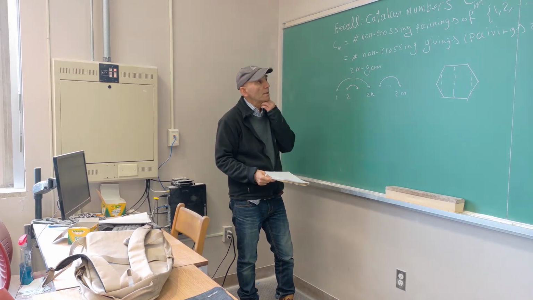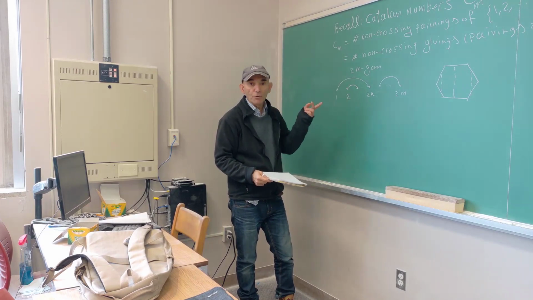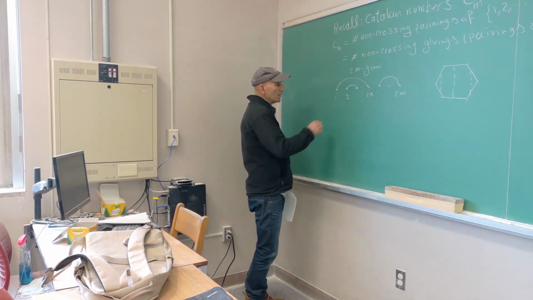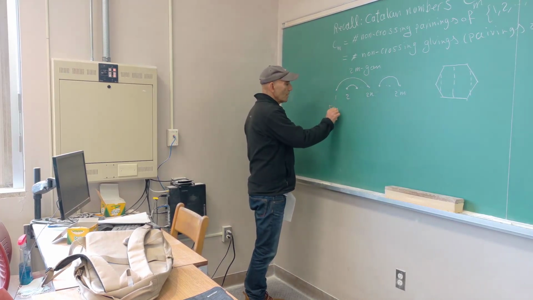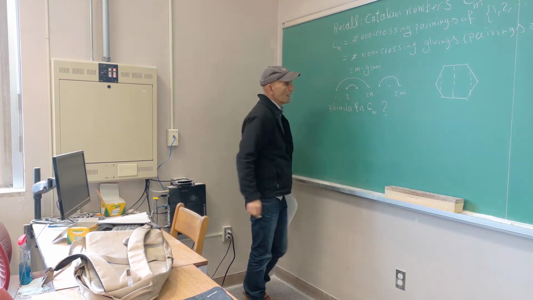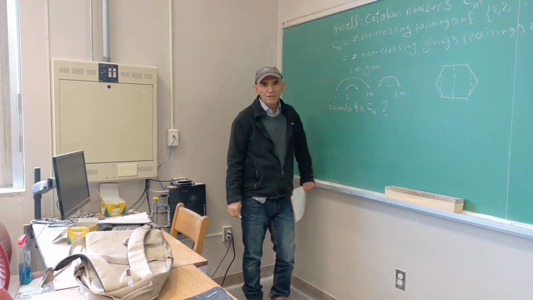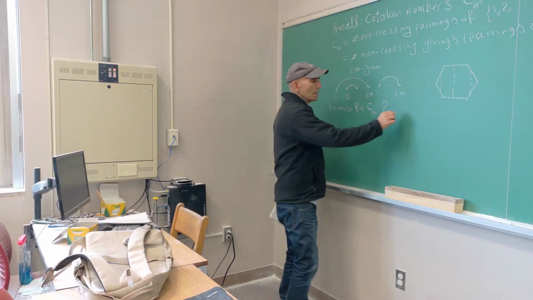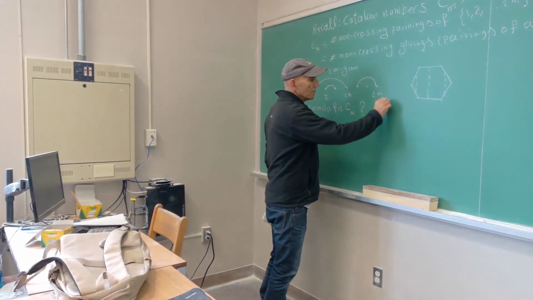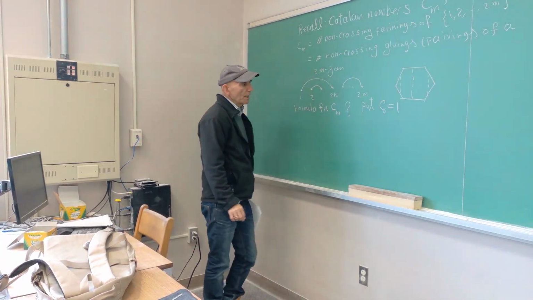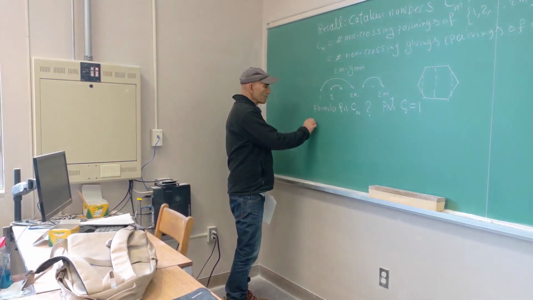And what we need is an explicit formula for C_n, the Catalan numbers. To get that, it's convenient to put C_0 equal to 1 to start with. Put C_0 equal to 1. Then we get a recursion.